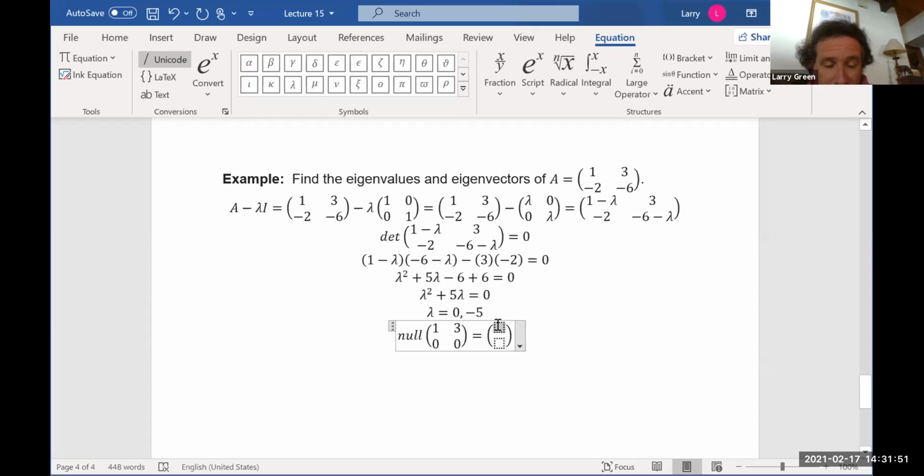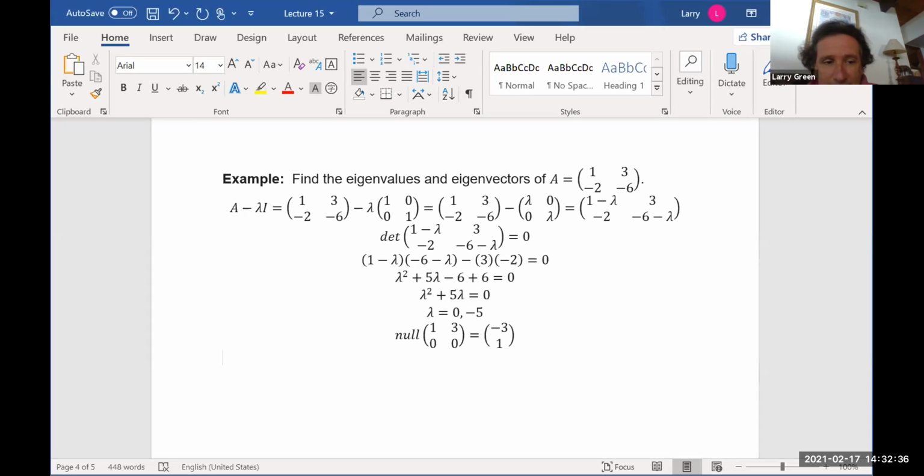You see? -3, 1. How did I get that? If I write down the equation, that's x plus 3y equals 0. So x equals -3y. So let y be 1, and then x is -3. Have I lost you? Finding the null space is really important in this class. You've got to be able to do that.